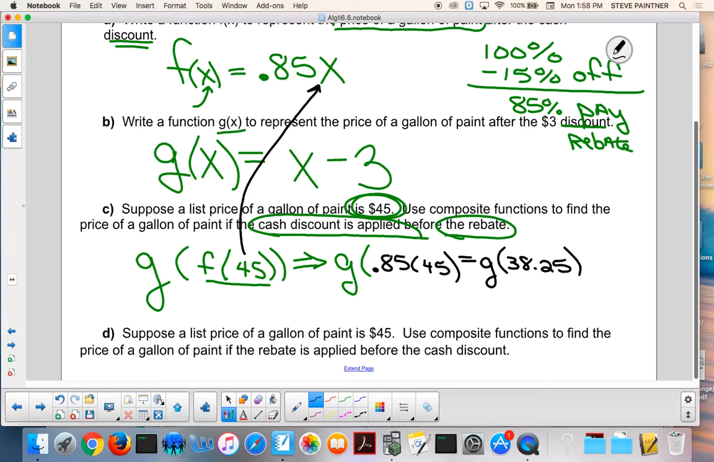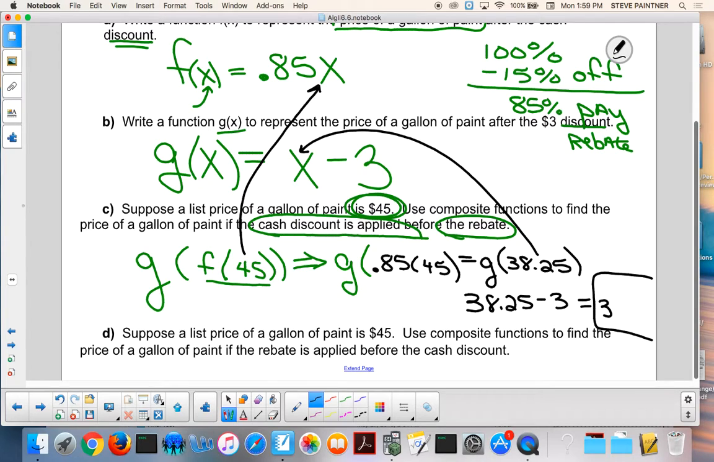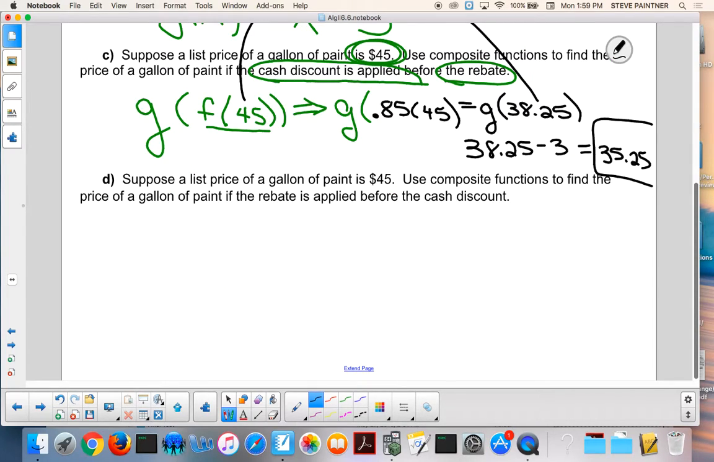Now the second thing that's going to happen to your price is you're going to take off a rebate. Well, that would be put it right in for g. So it's going to be $38.25 minus $3. You really only paid $35.25. Okay, good. Do the next one. Do this one. I believe it will be the opposite of what you just did. Probably f of g of 45. 85% of 42. Okay, do it. See what you get.